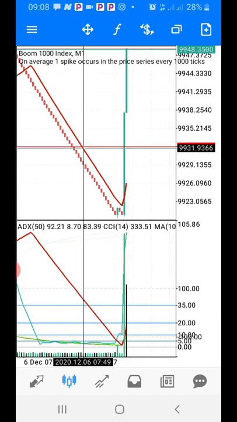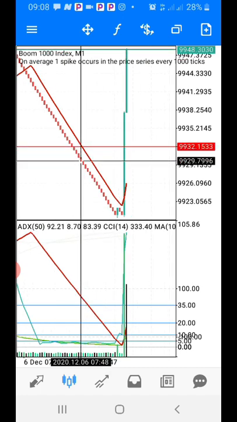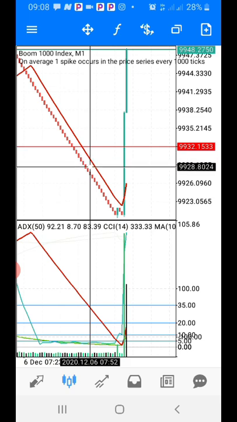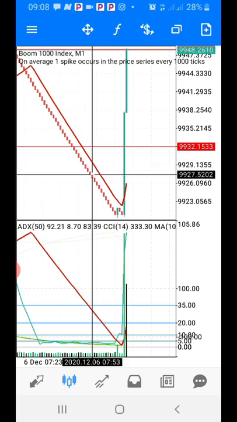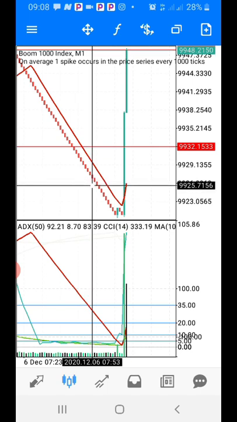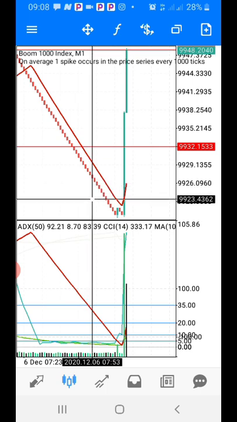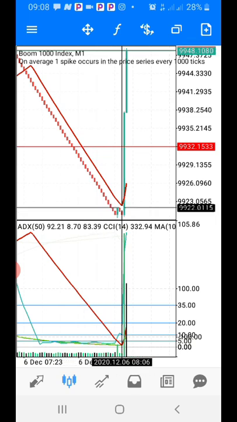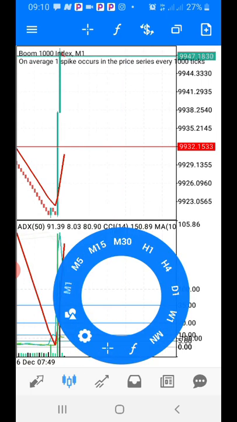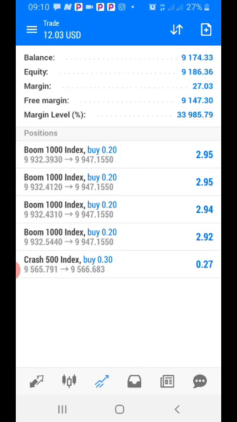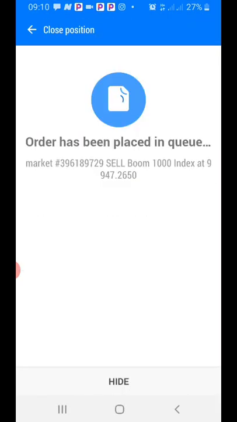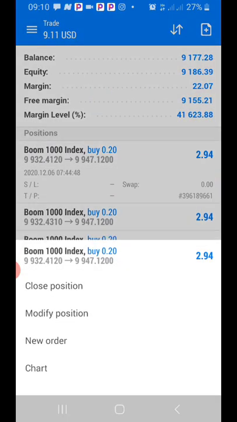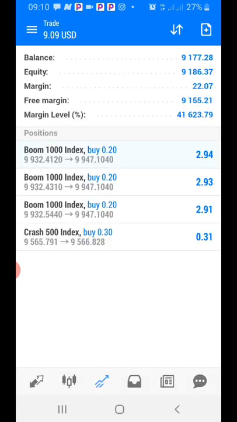So let's see how many candles we got before the spike. 2, 3, 4, 5, 6, 7, 8, 9, 10, 11, 12, 13, 14, 15, 16, 17, 18, 19. We got 19 candles before the spike. So we are going to take our profits from here right now. Close the trade, take profit.